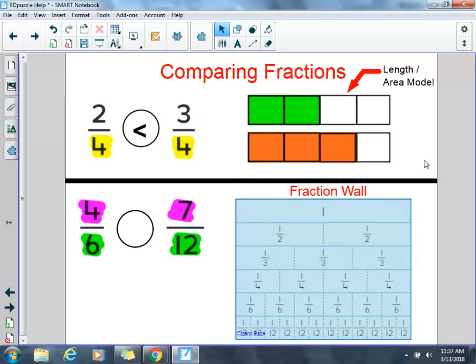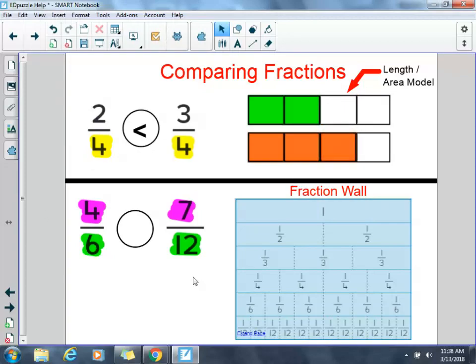I could have more pieces with another example, but if they're not the same size, that's where we got to do a little bit more thinking, okay? In this example, denominators are the same, which means all of my pieces take up the same amount of space. Notice that orange piece is the same size as that green piece, okay? That orange piece fits down here. It also fits up here because all of the pieces are the same size, okay?